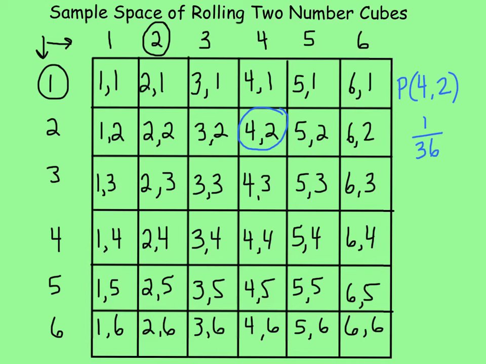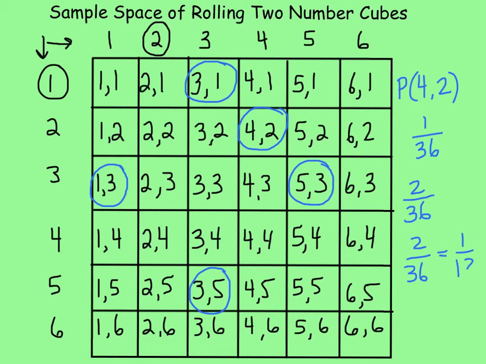Or maybe I say, what's the probability of rolling a 1 or a 3 in any order? Then we'd look on our chart and find where the 1 and the 3 are. So there's 1 here, and there's 1 here, and that's it. So that's 2 options out of 36. Or maybe I'd say, what's the probability of rolling a 3 and a 5? Then I find everywhere where there's a 3 and a 5, there's one here and one here. And so that, again, would be 2 out of 36. And we should reduce those, of course, to 1 over 18.